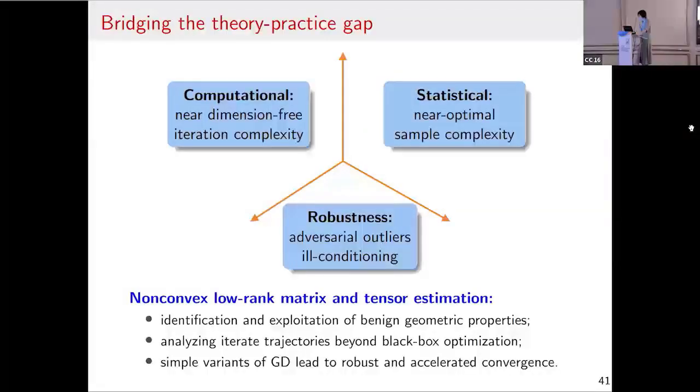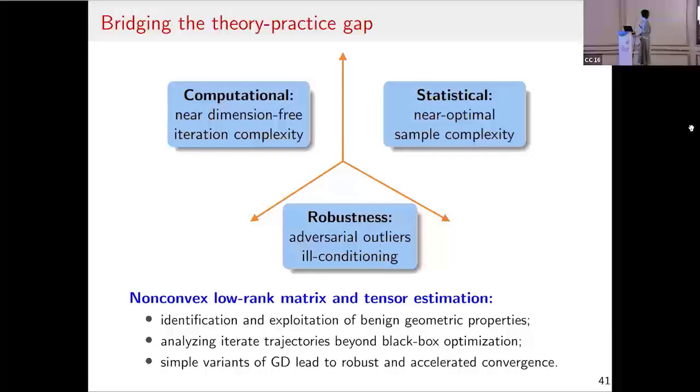All right, so let me conclude quickly. In this talk, I've been highlighting an approach that advocates preconditioned design for low-rank estimation, with the hope of accelerating convergence in the ill-conditioned case. Across the board, our hope is to design algorithms that are statistically near optimal in terms of sample use, and computationally can achieve near dimension-free iteration complexity in terms of both problem dimension and the condition number, with additional robustness with respect to adversarial outliers in ill-conditioning.